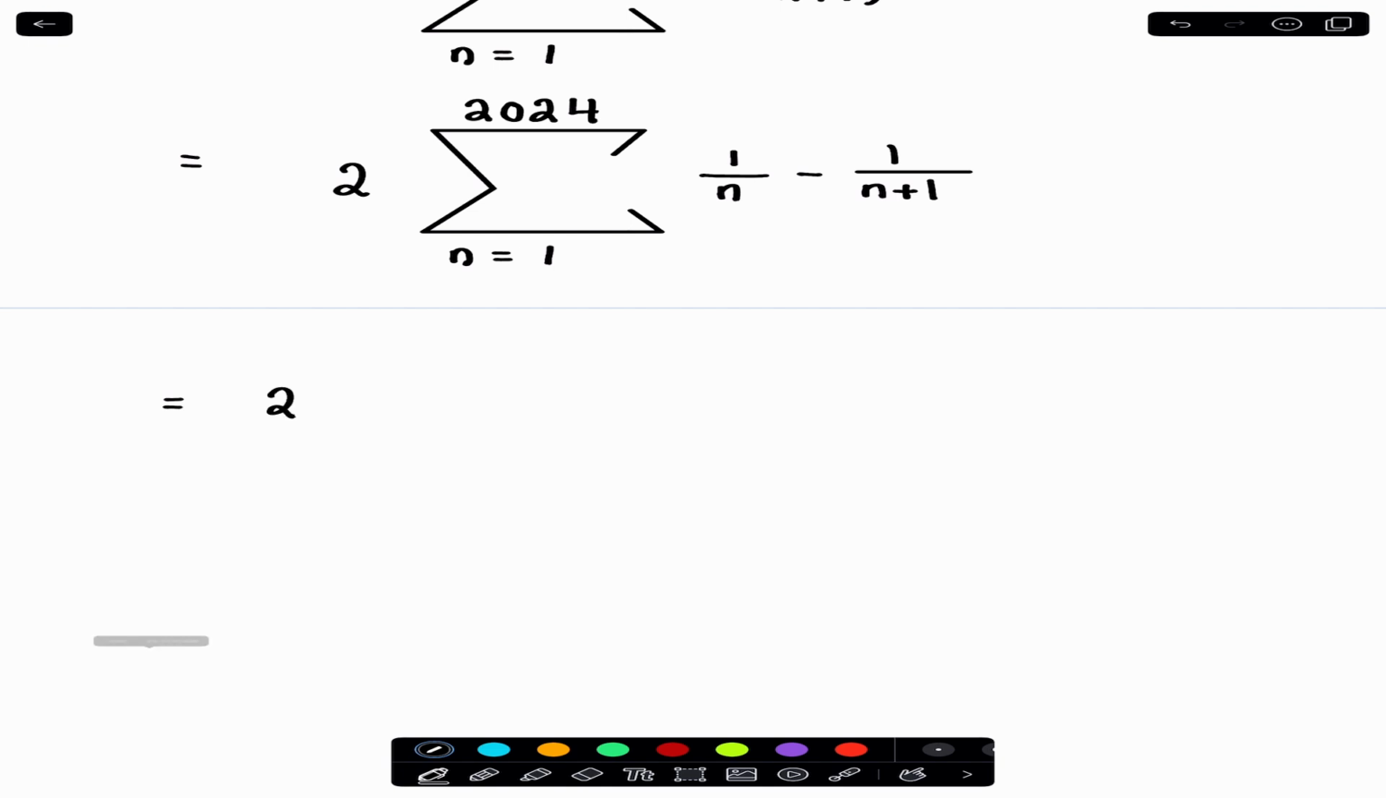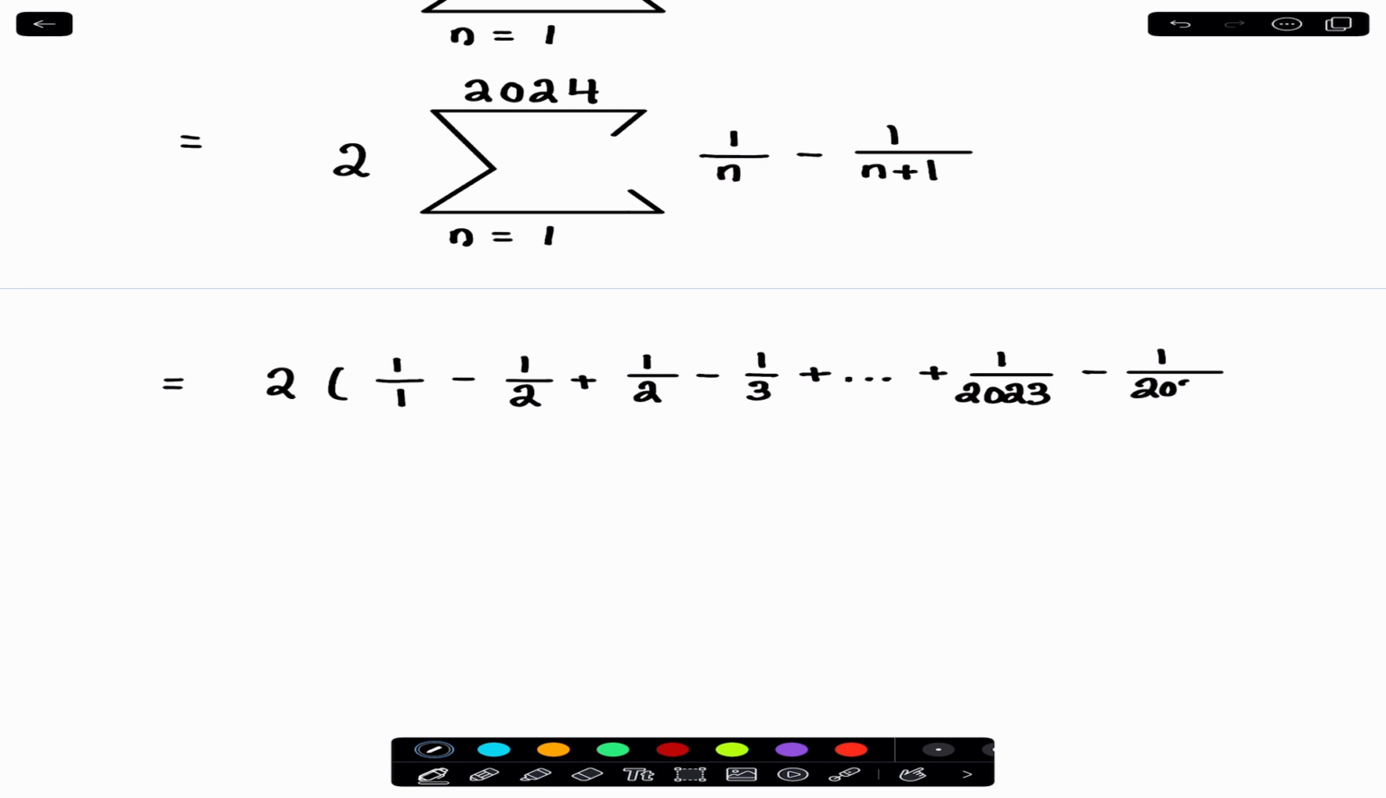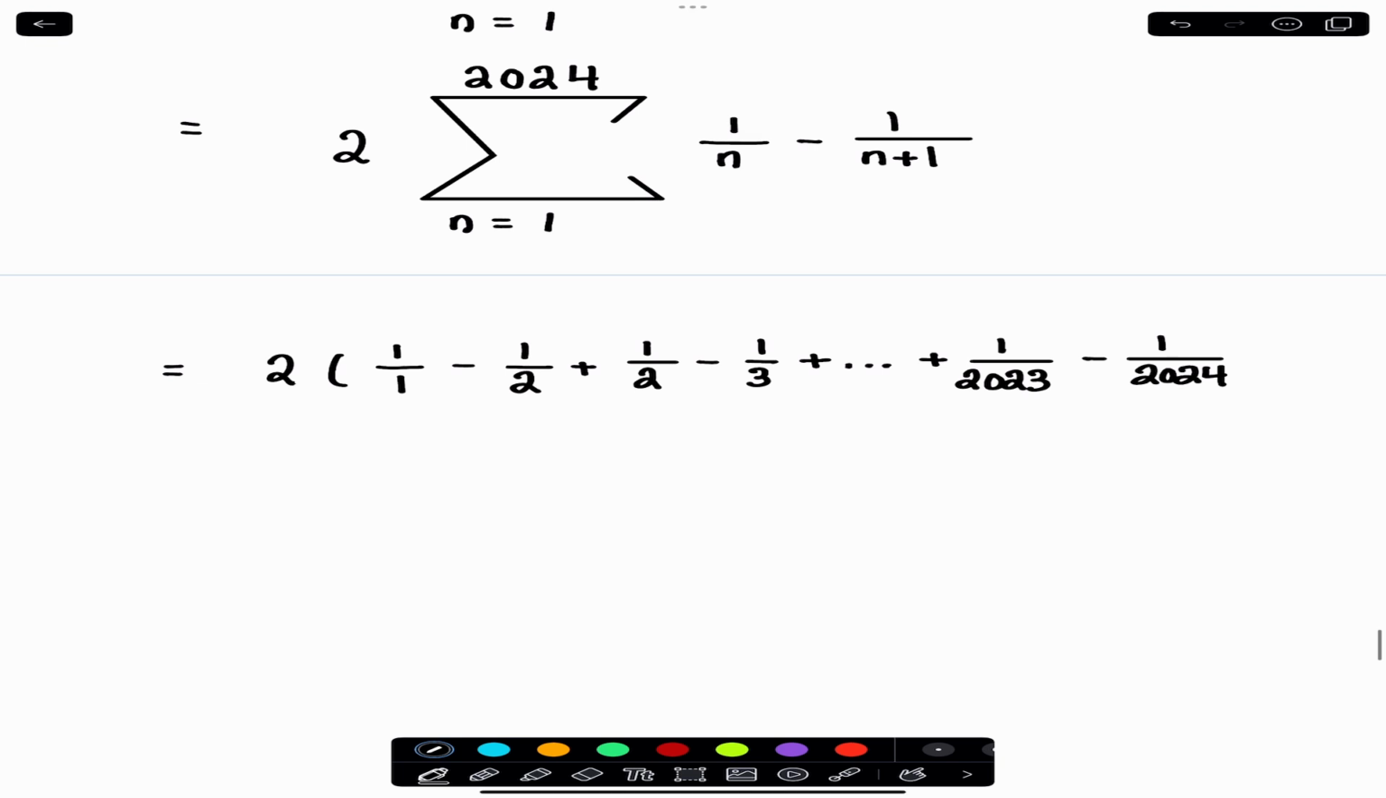So we still got 2 here, but now I think it's time we write out this sum explicitly. So, starting with n equals 1, the first term will look like this. When we get to n equals 2, it's going to look something like this. And I think you see where this is going. This keeps going until n equals 2023 will look something like this. And then n equals 2024.